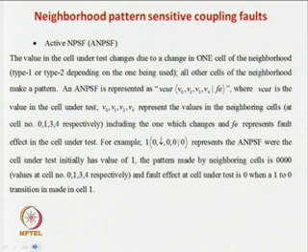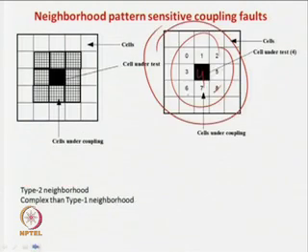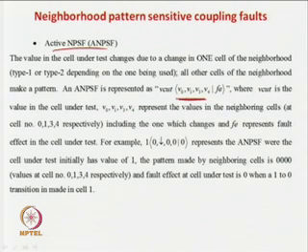Now we will see two or three different fault models in the case of neighborhood pattern sensitive coupling faults. One is the active one. So what is an active one? V0, V1, V3, V4 are the 4 cells which are the periphery of this one, and cell 2 is the one being affected. That is why we write 0, 1, 3, 4: they are all the cells very nearby this one.